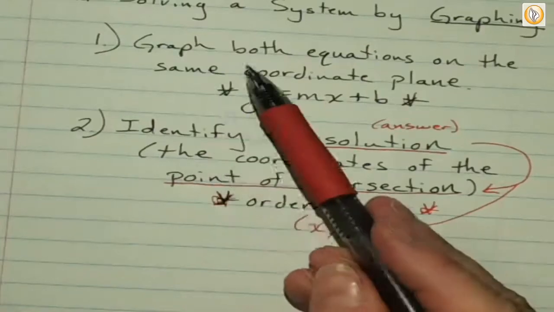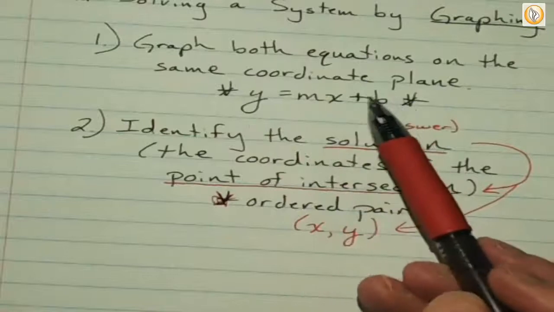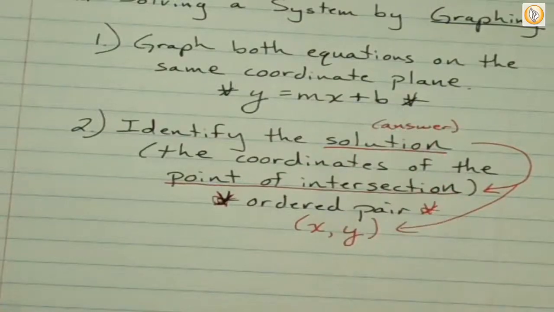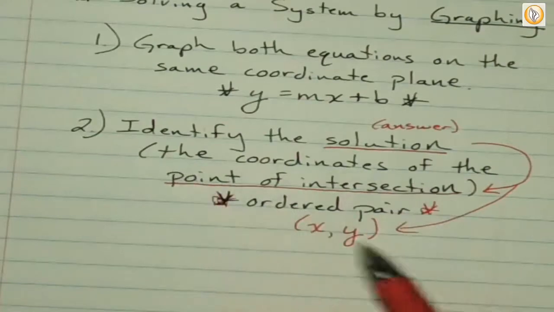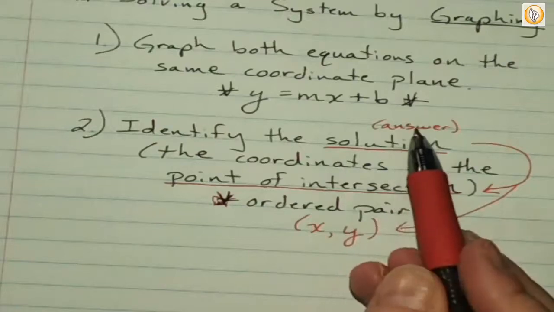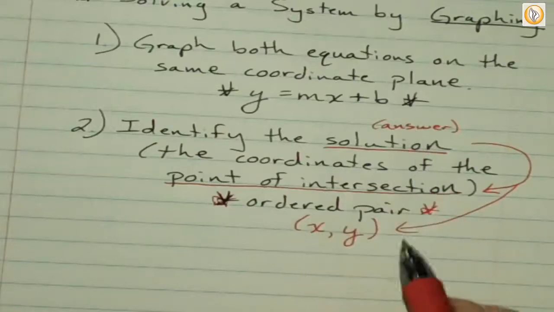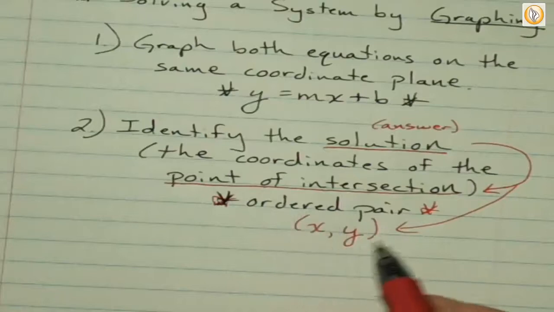So again, you're going to graph both equations on your coordinate plane. So you're going to need graph paper and your rulers, and I'll get, Olivia, I'll get you a ruler. I've got plenty of extras. Then where they cross, that point of intersection, that is your solution or your answer. It's going to be in the form of an ordered pair.